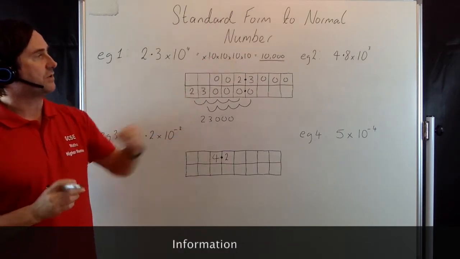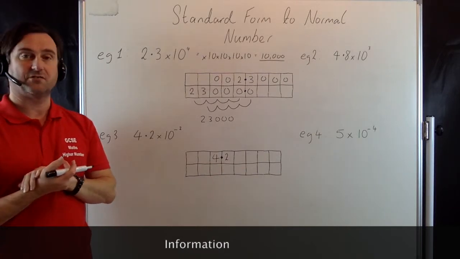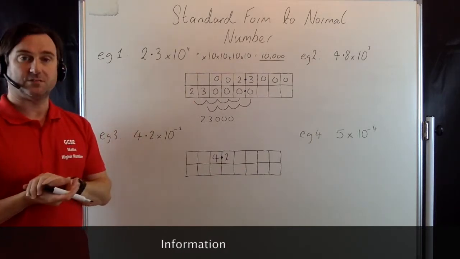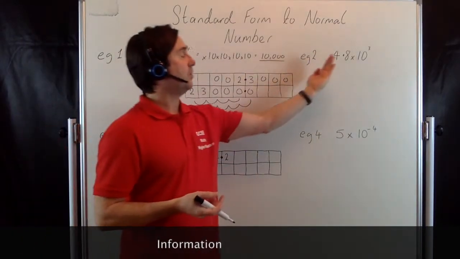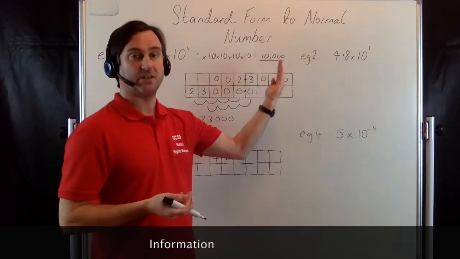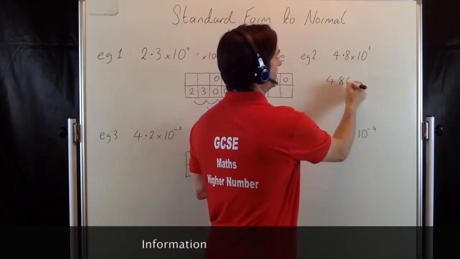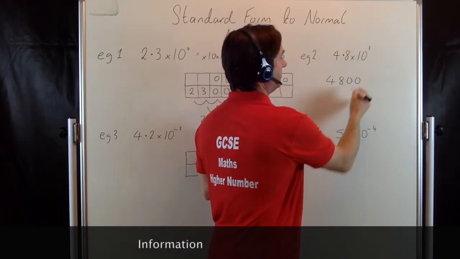Okay, let's have a look at the next example, example 2: 4.8 times 10 to the 3. Now I'm not going to use the grid for this one. I've just got to realise that all my digits are going to be moved 3 places to the left. So I write 4, 8, 0, 0.